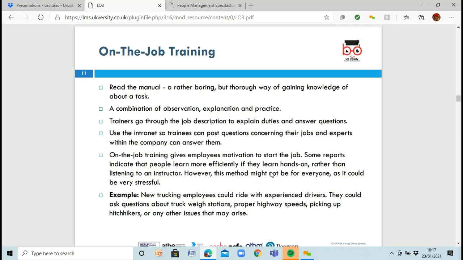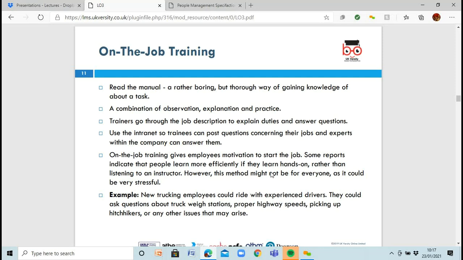And then we've got on-the-job training, where it gives the employees the motivation to actually start the job. So you're able to learn more efficiently, you're hands-on, and rather than just sitting there and listening to a lecturer or an instructor telling you what the job is about, you're actually there, you're experiencing it for yourself. And you probably get excited about wanting to do the job then as well.